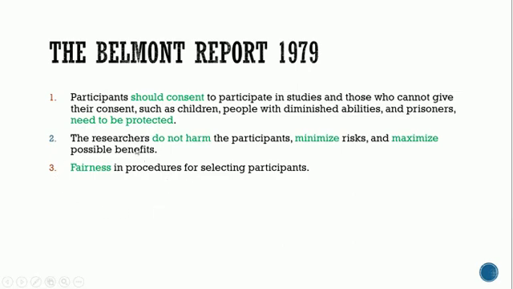And then fairness in procedure for selecting participants. For example, researchers should not select the participants in a way that perhaps can make the participants embarrassed or ashamed. For example, you want to interview students who you think do not perform really well in class. And then you announce that in public. So it may embarrass the participants. And it also harms them psychologically. So you should avoid such practices.